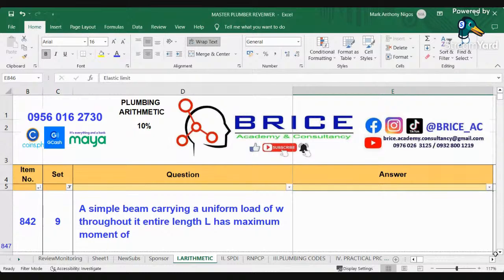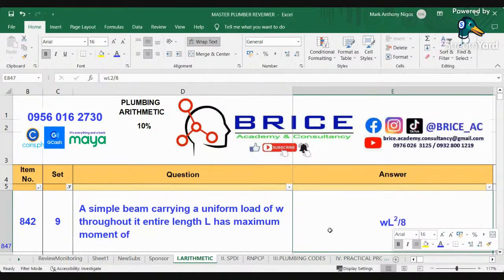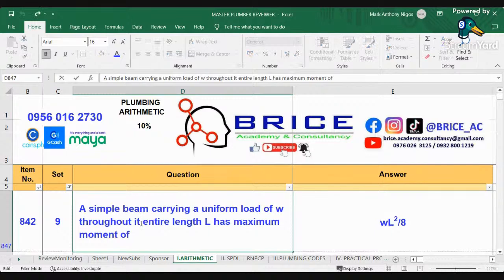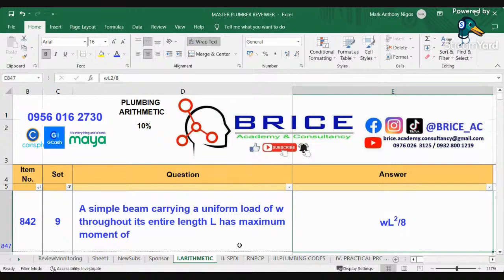842. A simple beam carrying a uniform load of W throughout its entire length L has a maximum moment of what? The answer is WL squared over 8. A simple beam carrying a uniform load of W throughout its entire length L has a maximum moment of WL squared over 8.